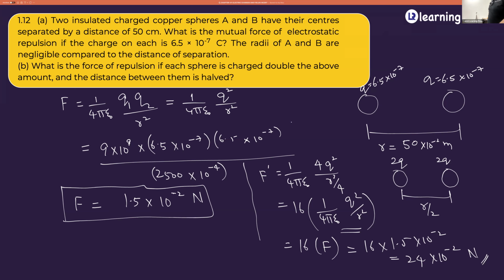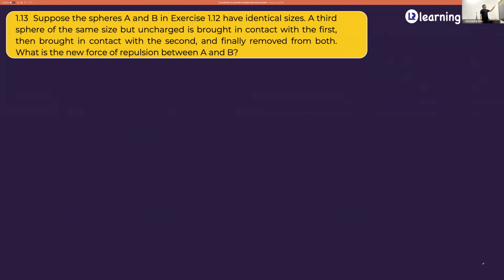So the next question is connected to this. Here, what they are saying is, suppose the spheres A and B in exercise 1.12, that is the previous problem, have identical sizes, and a third sphere of the same size but uncharged is brought in contact with the first, and then it is taken in contact with the second, and then finally removed from both. After doing this, they're asking what is the new force of repulsion between the charges A and B.